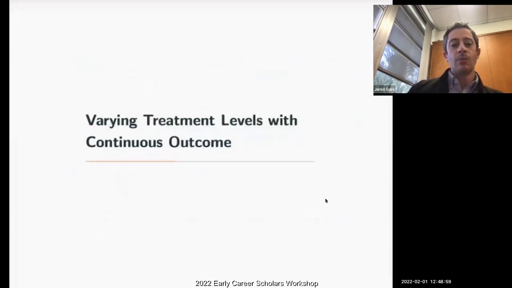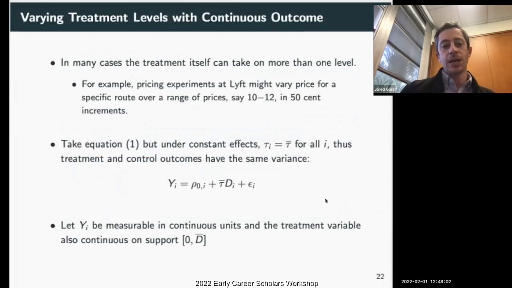So rather than just thinking about one treatment, in many cases, we might actually be interested in multiple treatments at the same time. For example, in pricing experiments at Lyft, they might vary the price for a specific route over a range of prices. This might be as many as 12 prices across 50-cent increments. Like in my own work, for example, we're currently studying match savings, for which the value of the match can take on 4 different levels.